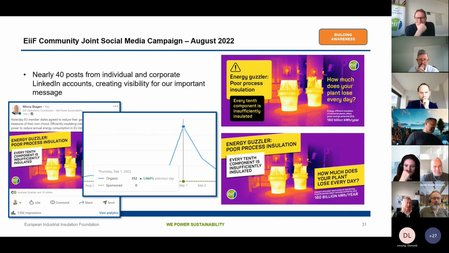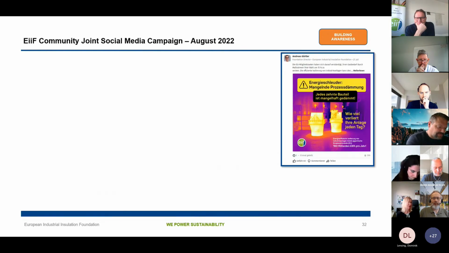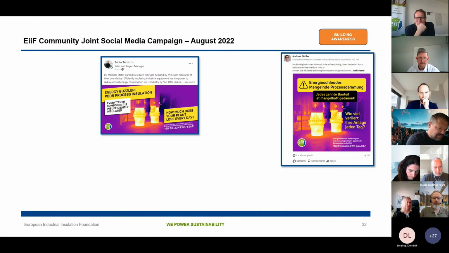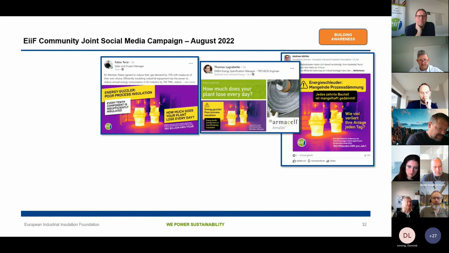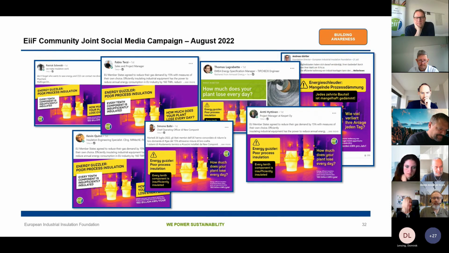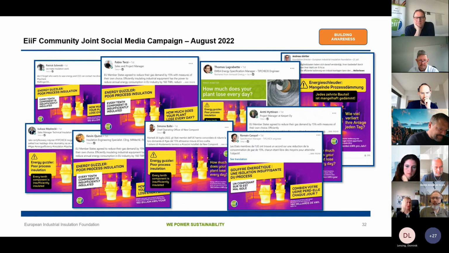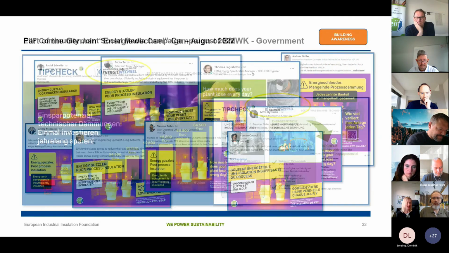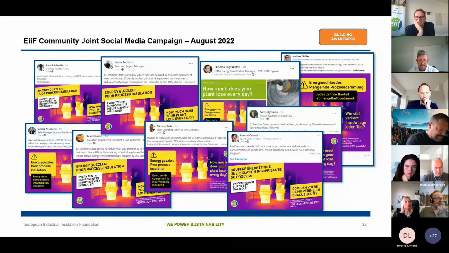You can see in the middle here that there was a big spike in the activity on our LinkedIn account. As I said, we shared it with our members and TipCheck engineers, and it was very nice. Here, Andreas started, of course, in German, using the German infographic, and then this was posted by many of our TipCheck engineers from all over Europe. And the last one, on the bottom right corner, is the French one that Romain used.